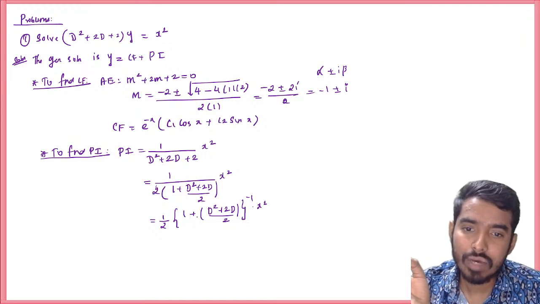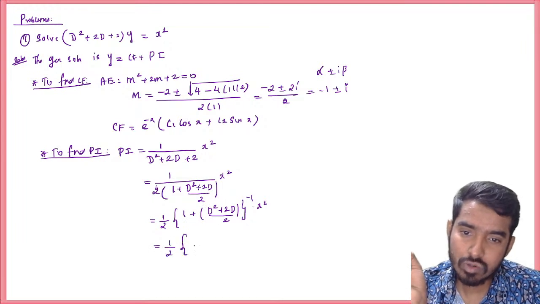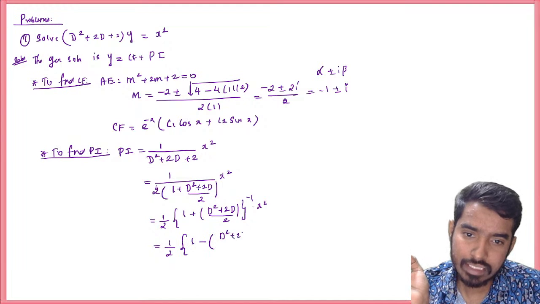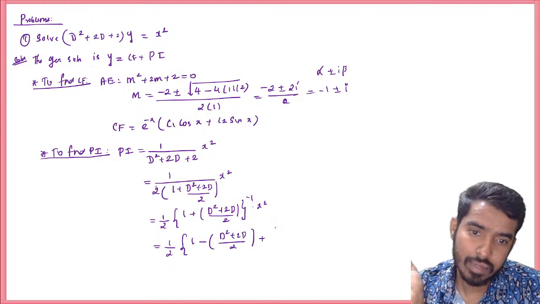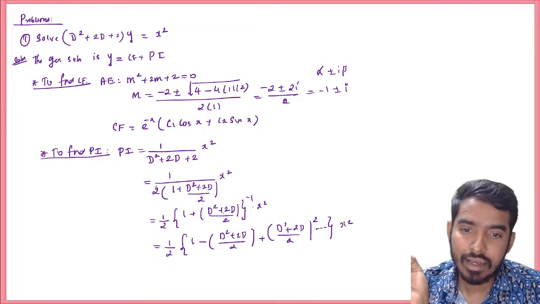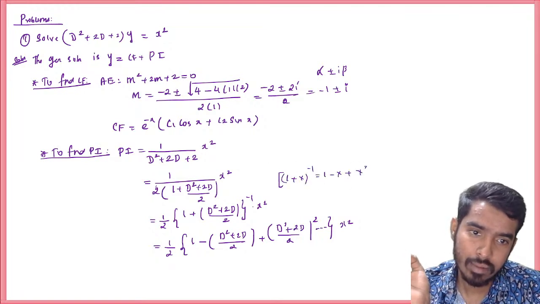Now we know the formula for 1 plus x whole power minus 1. What is 1 plus x whole power minus 1? It is 1 minus x plus x square and so on. It will go on and on. I'm just expanding 1 plus x whole power minus 1 as 1 minus x plus x square and so on.